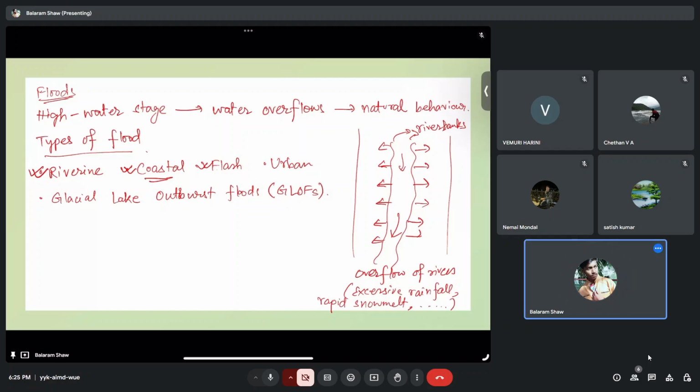Okay, so this one was the flash flood. So what can be the reason for flash flood?